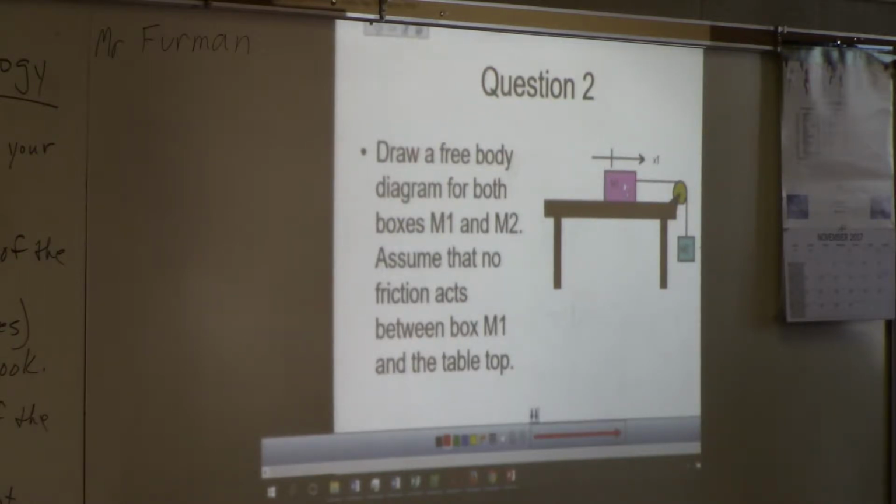So for M1, what forces are acting on M1? Gravity. So that's going to be a downward force. And if the problem tells me M1, I tend to write M1G. I go ahead and include the mass. What else? Normal force. It's going to be an upward force. Fn. What else?